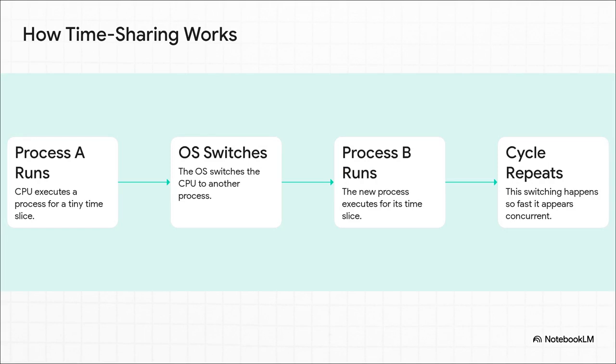The OS gives one process a tiny, tiny slice of CPU time. We are talking milliseconds here. Then, bam, it instantly saves where that process was and switches to the next one in line, giving it a turn. It cycles through all the waiting processes so incredibly fast, thousands of times a second, that from our slow human perspective, it looks like everything is running smoothly and all at once. It's an amazing sleight of hand.